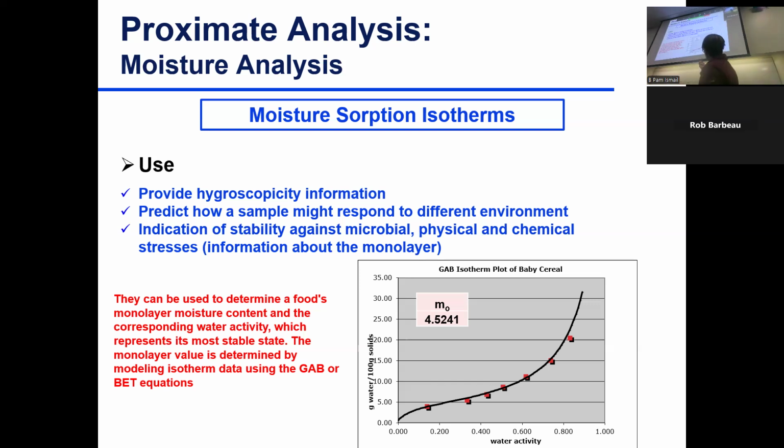GAB is the most common model for representing the sample across many water activities, a wide range of water activities. It is not a linear relationship, and it allows you to calculate the monolayer, the moisture content at which you have maximum stability, and it allows you to predict the stability of the sample and the onset of chemical reactions or microbial growth.